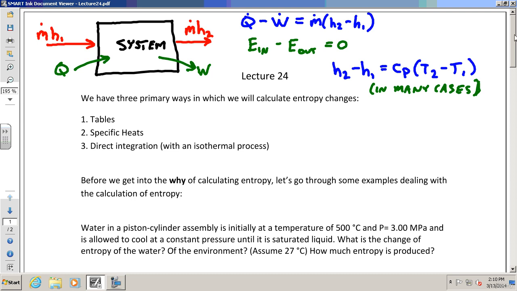Yeah. You have the energy in minus energy out equals 0. What was it? Energy in minus energy out equals? Stored. Change of energy of the system. But in 99% of cases, we're going to assume the system does not change energy.